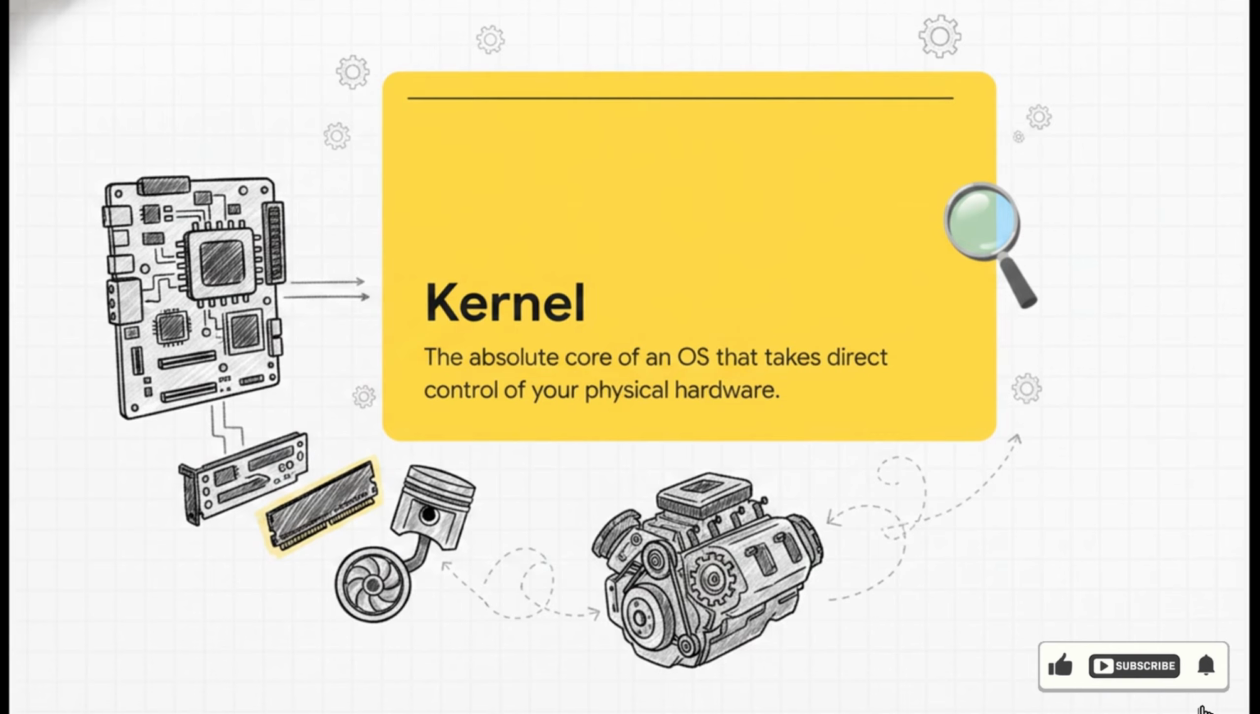So if Linux isn't the whole operating system, what exactly is it? Well, Linux is a kernel. The kernel is the absolute core of an operating system. It takes direct control of your physical hardware, your processor, your memory, your graphics card. You can basically think of the kernel as the literal engine of the machine. It sits quietly under the hood and does all the heavy lifting behind the scenes. Because think about it, without an engine, your car is just a heavy metal box, right? And without a kernel, your computer is really just expensive glass and silicon.